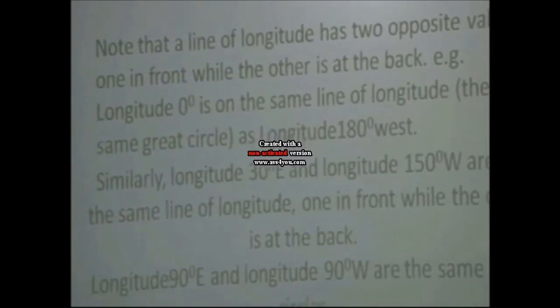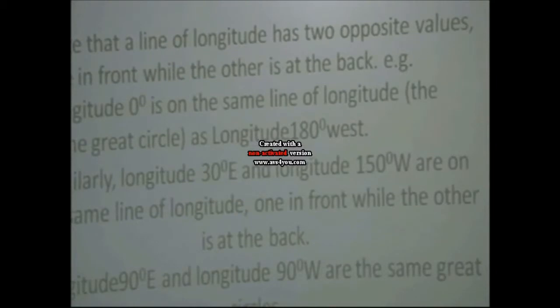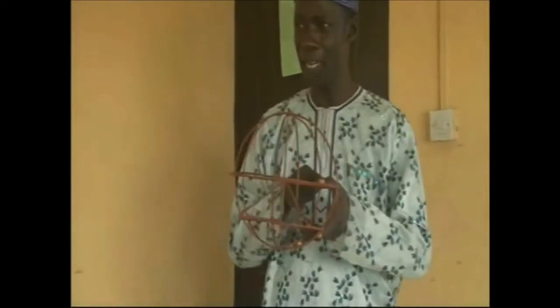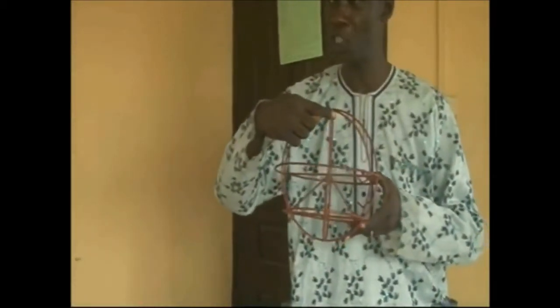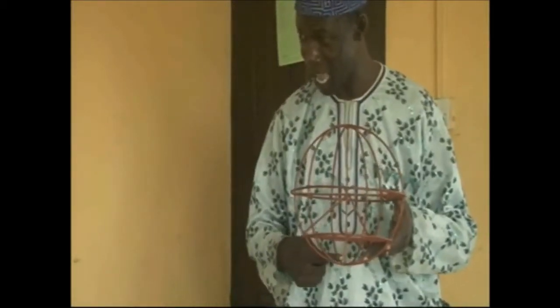Note that a line of longitude has two opposite values. One in front, while the other is at the back. If you are talking about this one also, this one in front, the other at the back. It is the same line. I think that is clear.